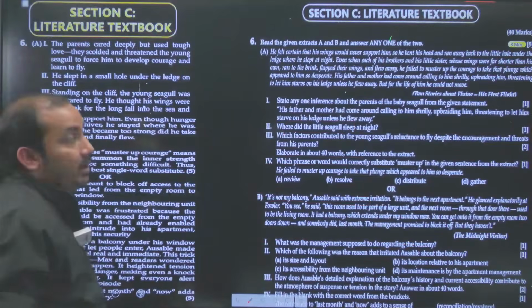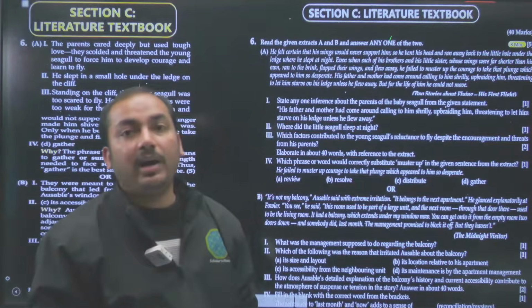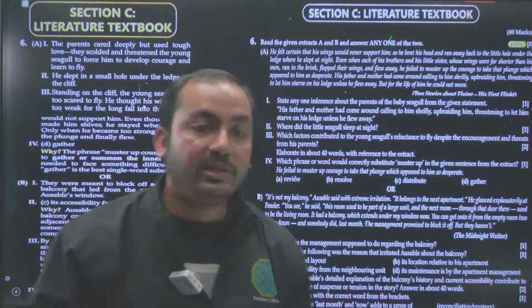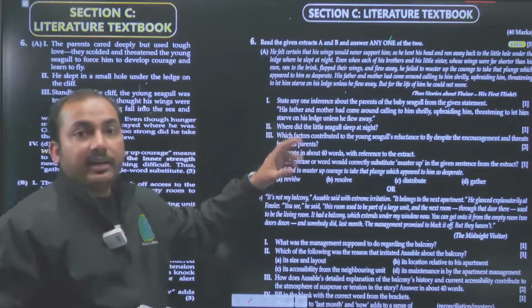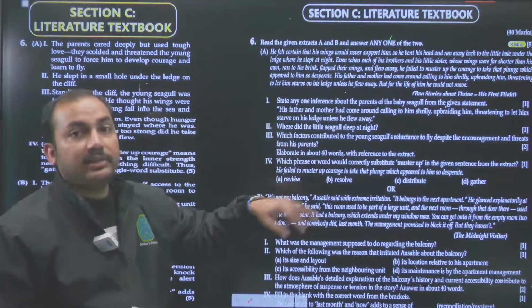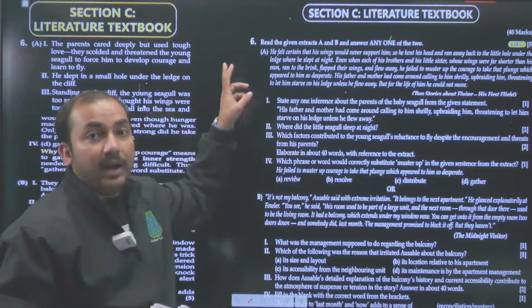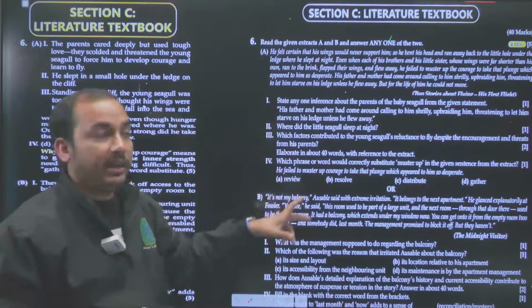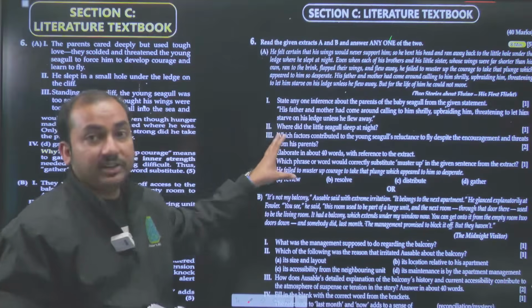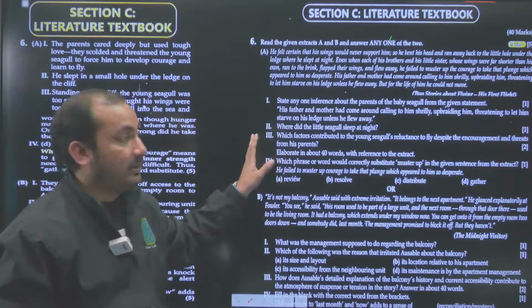Now, move to the last part of this sample paper, which is literature part. So as we know that in literature, we will be given 2 questions, 6 and 7. In 6, we have been given 2 extractions from which we have to answer any one of them. And each extraction will carry you 5 marks.